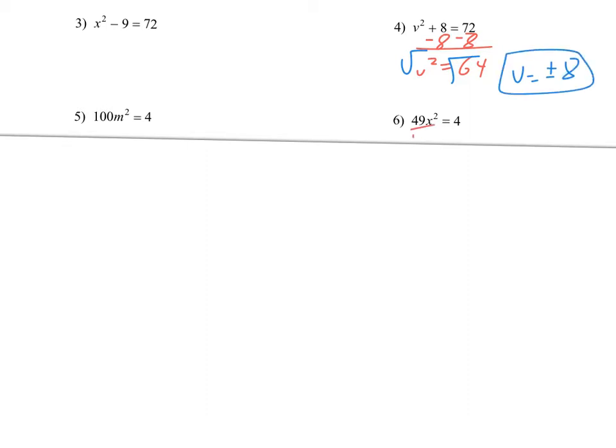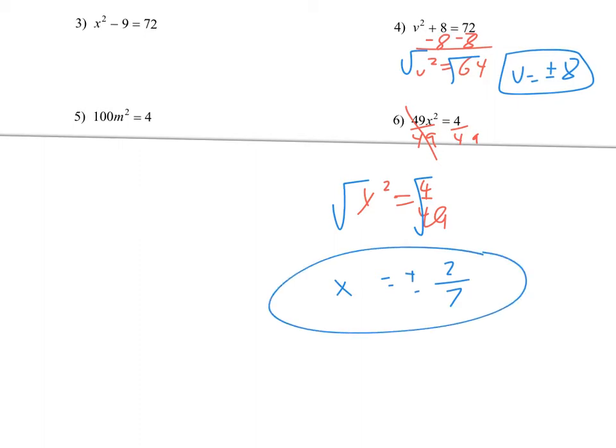Number 6, we need to actually divide the 49 first. We have to isolate that by dividing, so I get x squared equals 4 over 49. So that is a fraction, but what I can do next is just square root each side. And when you square root a fraction, you can just square root the top and the bottom separately. So that's going to be 2 over 7. However, since I created that square root, I have to put a plus or minus in front.